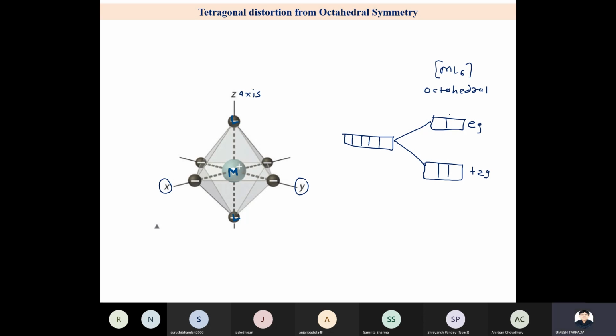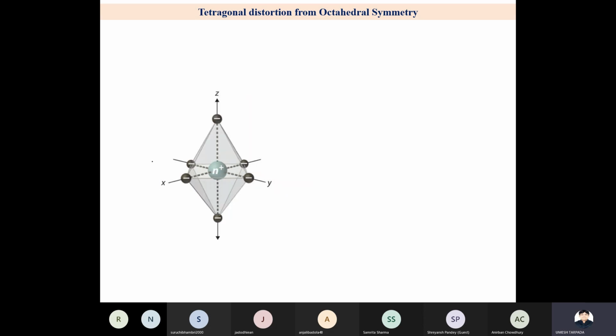Now then what happens, see, in the tetragonal complex, there is an elongation along the z-axis. This is a normal z-axis, but now such elongation is there. That is z-in and z-out, also called Jahn-Teller distortion. Z-out means increase in bond length along the z-axis, and z-in means decrease in the bond length. So it is called tetragonal elongation.